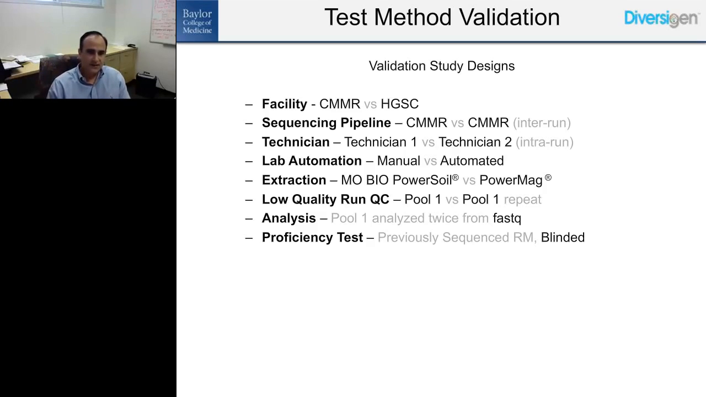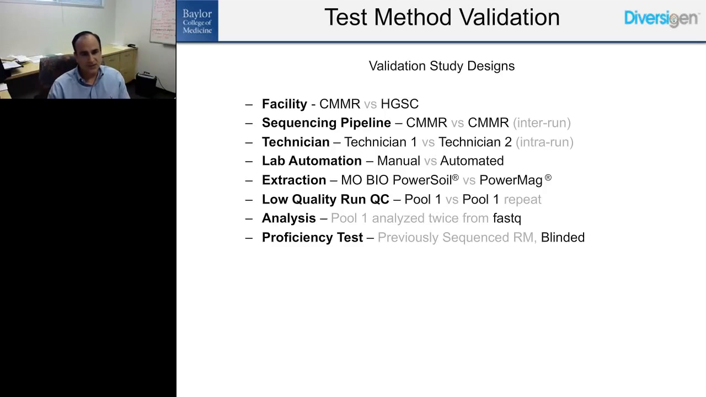Another validation that we want to complete would be a low quality run. So at the end of a MiSeq sequencing run, if we have any quality metrics, one is a Q30 score, and then alignment and output. So if we had a sequencing run that was low in any of those metrics, we would then repeat that sequencing run and then compare those two data sets.